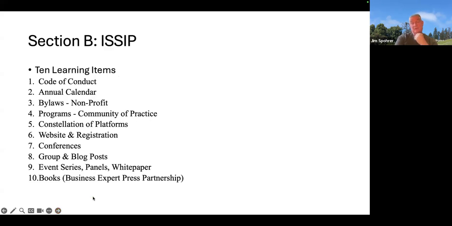Section B has 10 concepts as well around ISSIP. These are the 10 learning items. First of all, there's the code of conduct and the annual calendar.